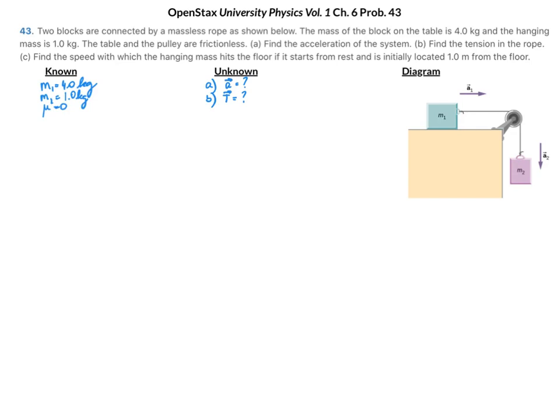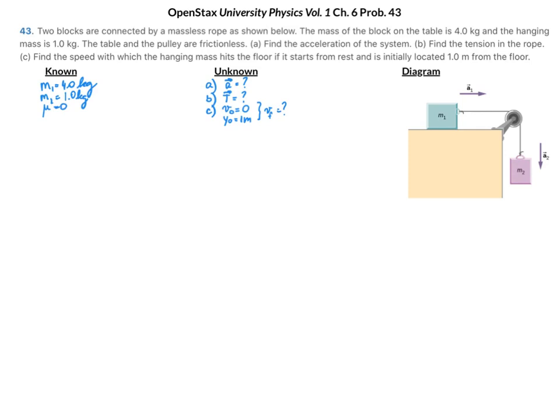And in part C, we want the speed with which the hanging mass hits the floor if it starts from rest. So we know that V initial is 0 for mass M2. We know that it's located at a height of 1 meter above the ground initially, and we want the final velocity, we want the final speed with which mass 2 hits the floor. All right, so now let's look at the diagram.